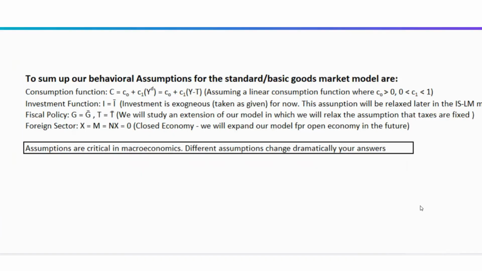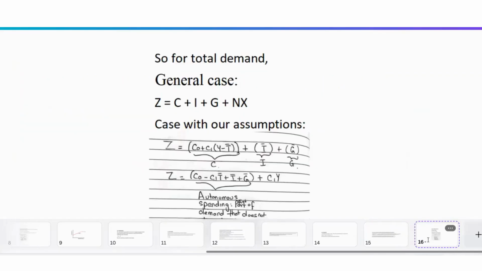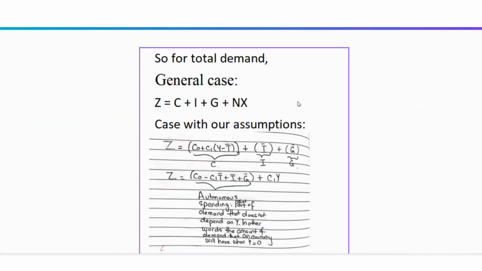But these are the core assumptions that we have in a standard goods market model, where we assume a linear consumption function, we assume investment, government spending, and taxes are exogenously given, and we have a closed economy, so net exports are zero. But we will relax some of these assumptions to see the implications of doing that. So when we're looking at total demand, the general case is that total demand for goods, or aggregate demand, is Z equals C plus I plus G plus NX.